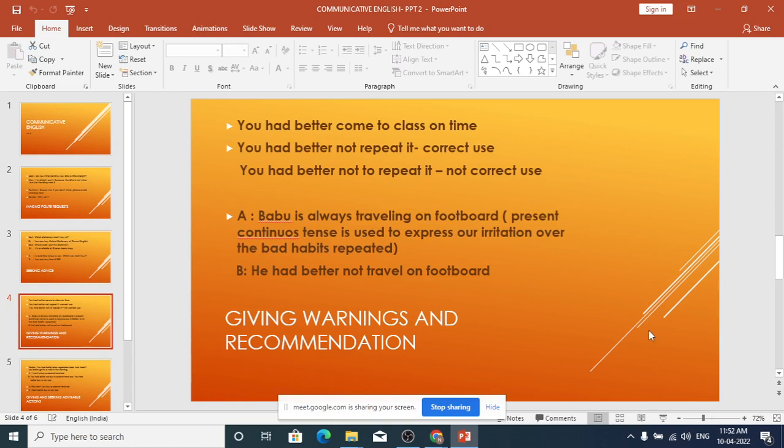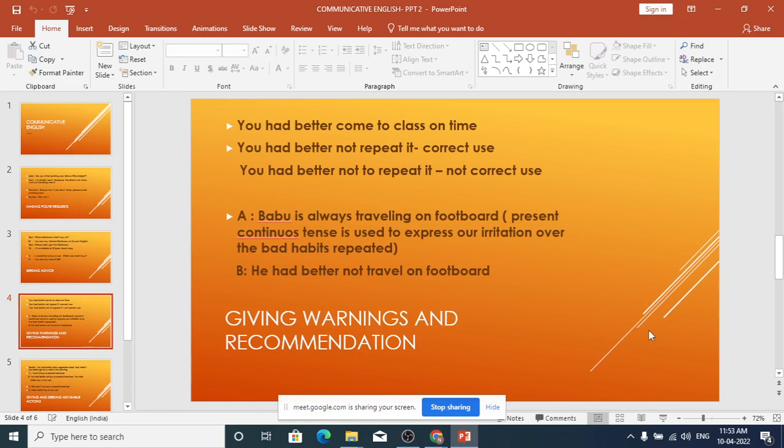Then, you had better not repeat it. Suppose somebody is making the same mistake, some pronunciation, etc. Then the teacher may say, you had better not repeat it. While making that sentence, many of us, including me, make a mistake saying you had better not to repeat it, but the 'to' should not come. That is the reason we have put it there, which is the correct use.